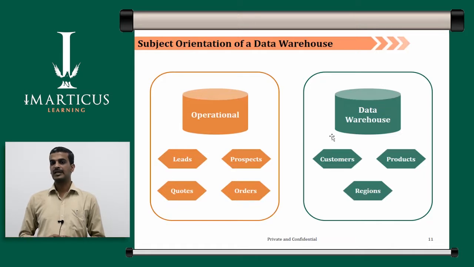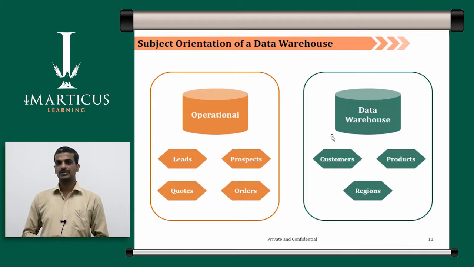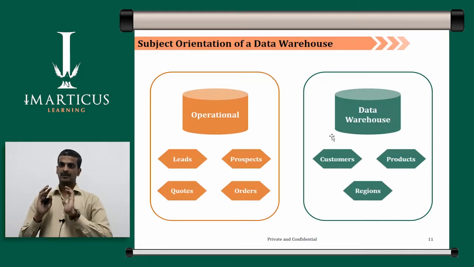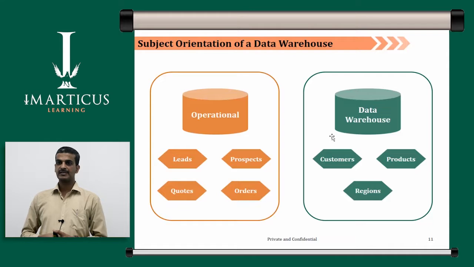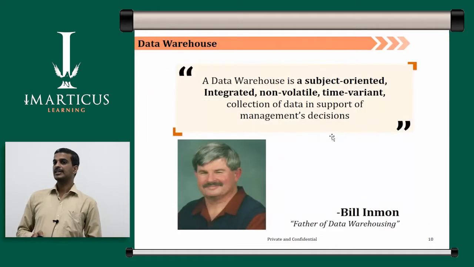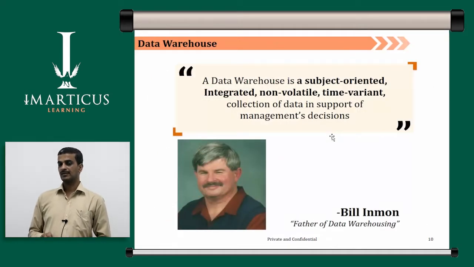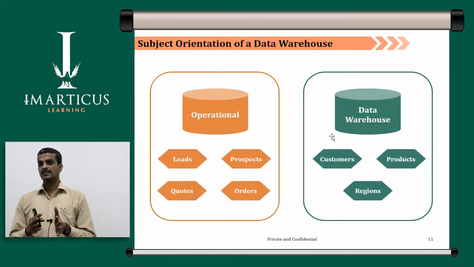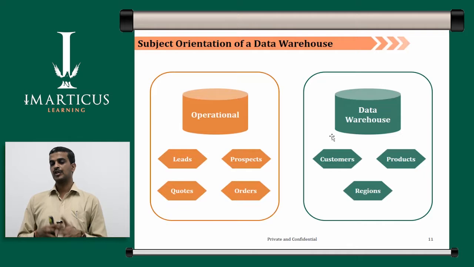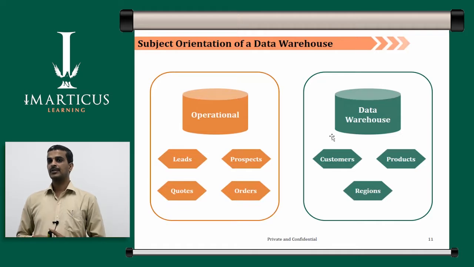As you see, you have this operational data which was collected through various sources like leads and prospects and quotes and the orders databases. And then you have this data warehouse, which can be represented as customers and products and regions. So as you see, this is subject oriented rather than entity specific, as you see in this definition. If you see the left hand side box, that represents your OLTP view of the data, and if you see the right hand side box, that represents the OLAP aspect of the data, where the data is more subjective rather than entity based.